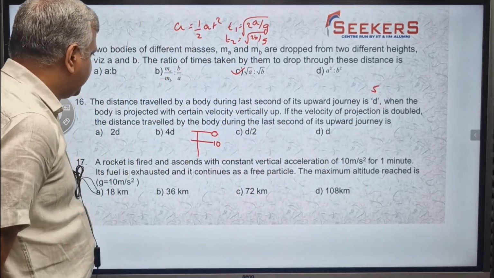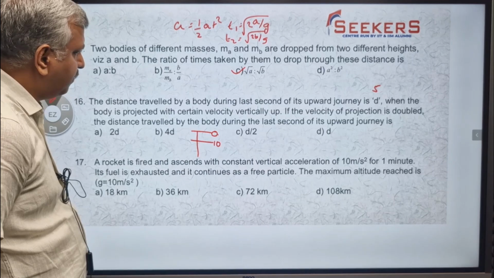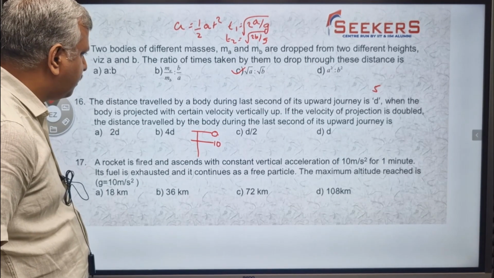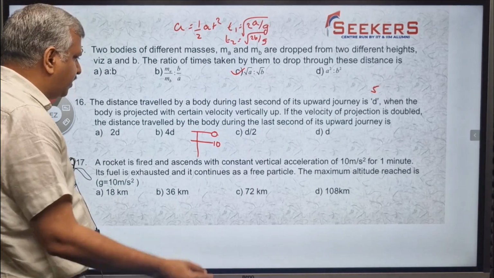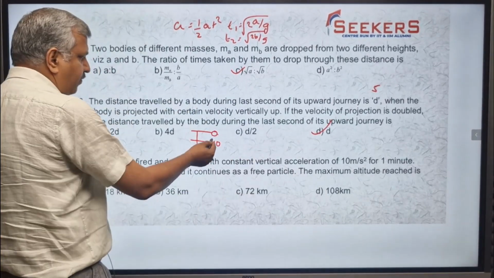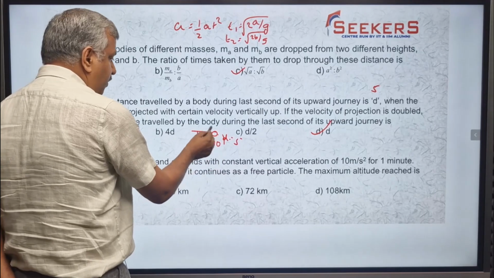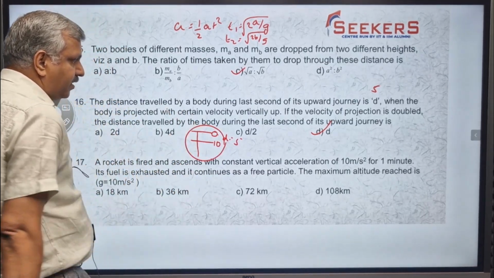When the body is projected with a certain velocity vertically upwards, if the velocity of projection is doubled, then the distance travelled by the body during the last second would always be the same. Yeah, because we found out already that d is equal to 5. This is the last second. It's a very powerful concept. Please understand this.